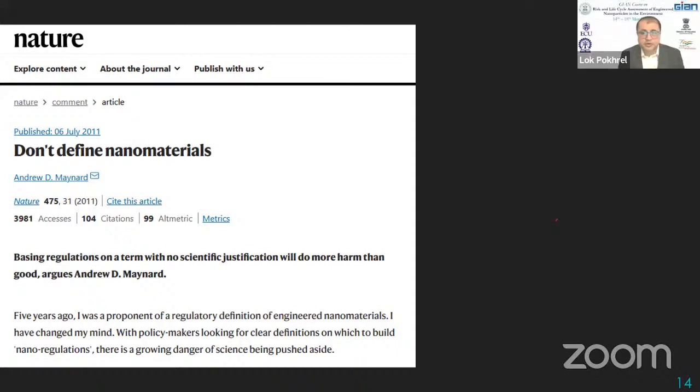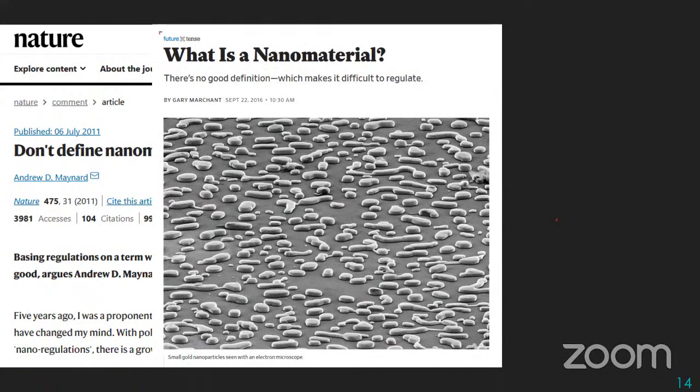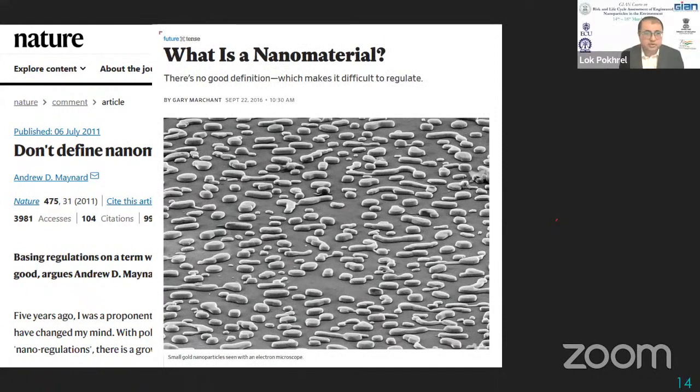So again, if you don't define nanomaterials, then what are we talking about, right? What is the matter? Is the matter conventional matter, or is this a new matter? So if you don't define, that is a problem. If you define, that is still a problem, right? In 2016, Future Tense, the science magazine, said there is no good definition, which makes it difficult to regulate. So again, when you don't define the material, there is a problem with regulation.